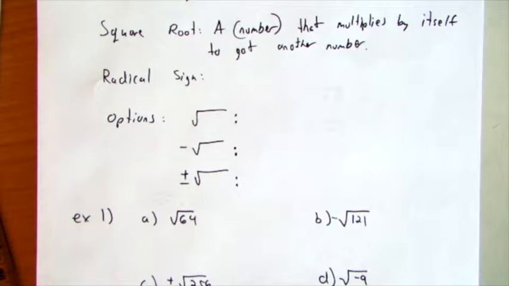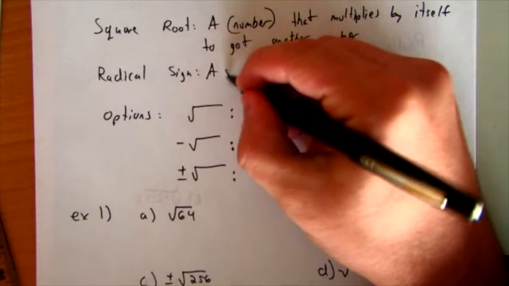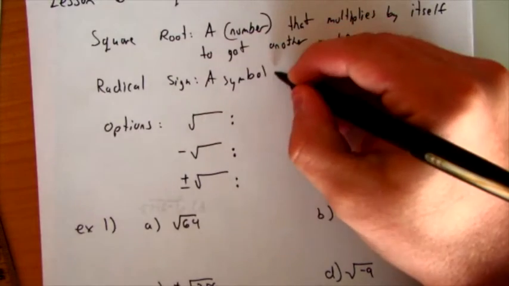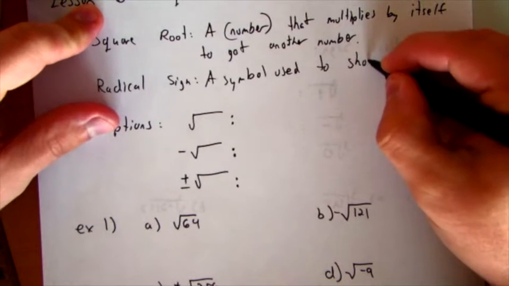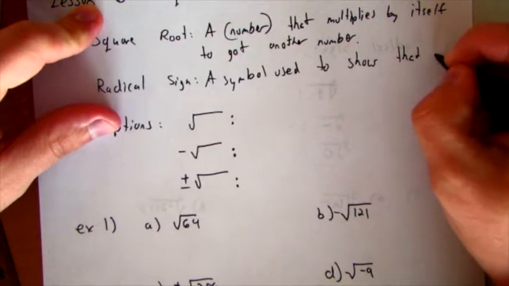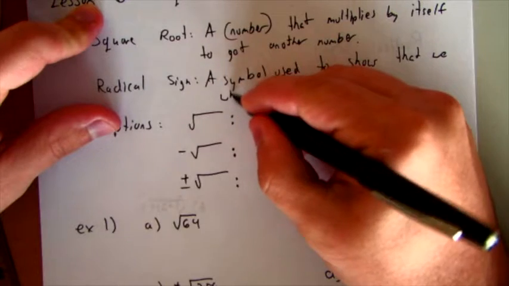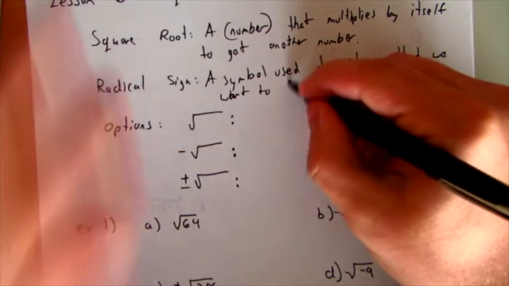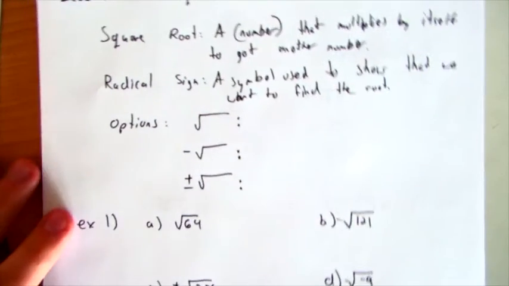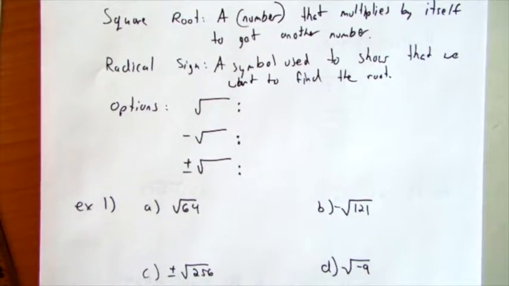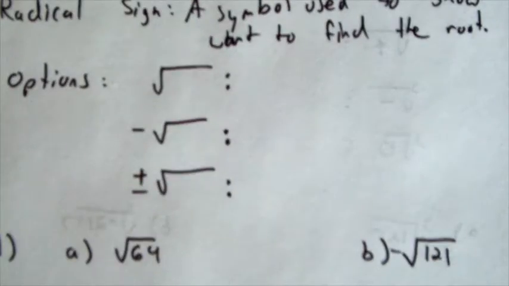So a radical sign is the sign that we use to show that we want to find the square root or the cube root. So it's a symbol used to show that we want to find the root. We have some different options that we can be looking at. There are three of them that we're going to be seeing today and in the future.